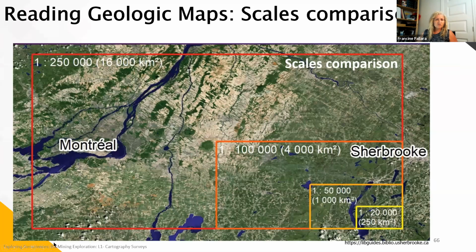Example of different scales so that you can see the difference, from here at 1 to 50,000. This is the size of my box. I'm lowering to 1 to 100,000. This is the size of my box, which is roughly 4,000 square kilometers. I'm reducing to 1 to 250,000. So it gives you an idea of these different scales.